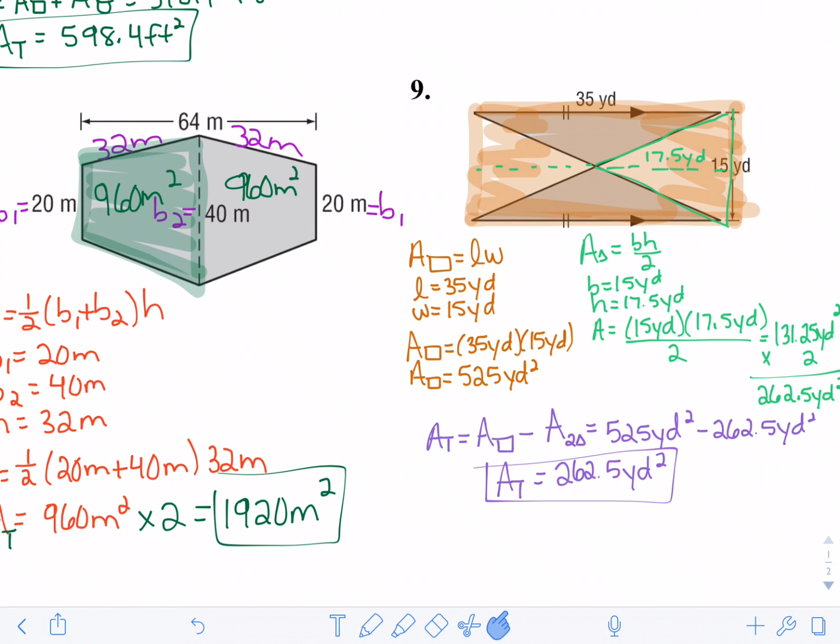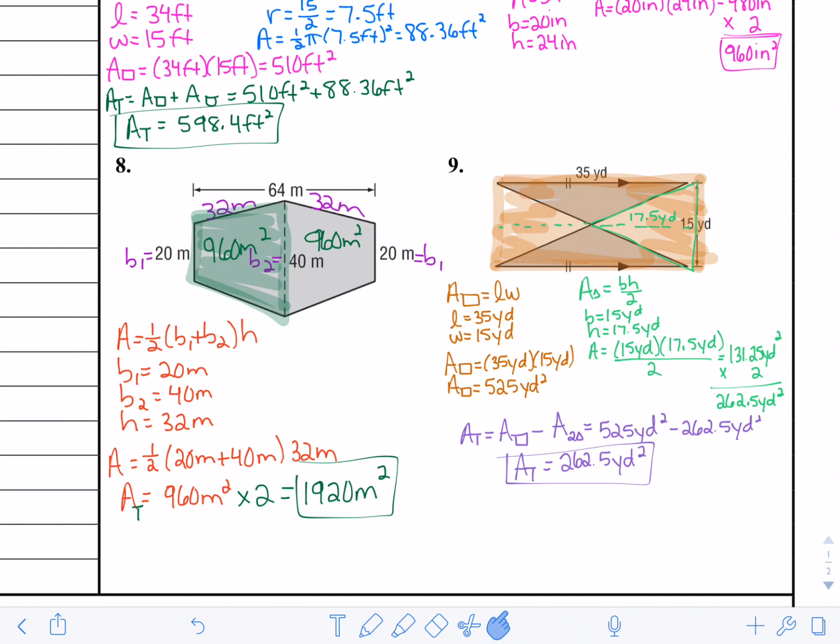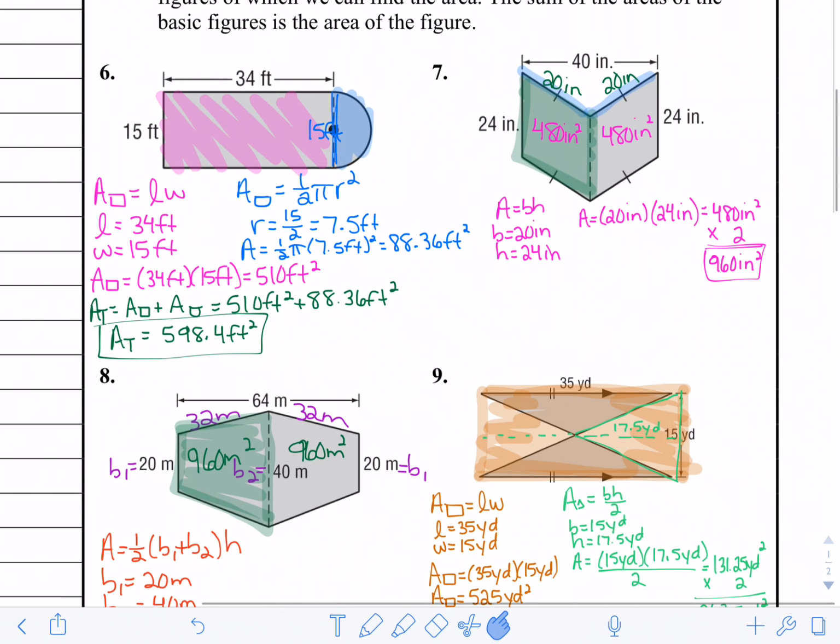And again, like I said, there's a couple other ways that you could have done this problem. If you have your own method of how to find the area of your shaded region of those two triangles without having to do the rectangle and subtracting it, that is completely fine too.